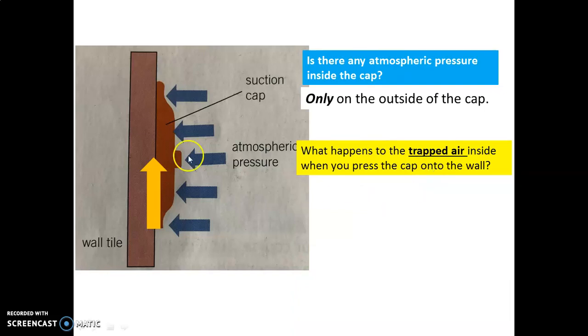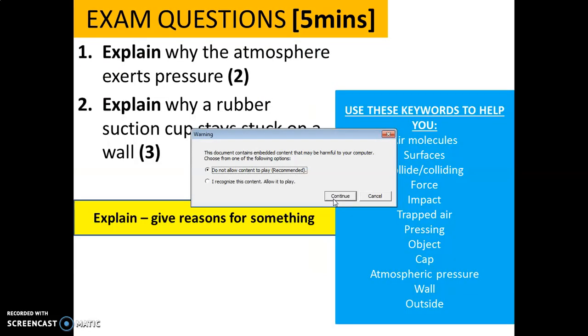Now, what happens to the air inside the cap? Because remember, the air inside the cap is trapped. What happens to the trapped air inside the actual cap itself, or cup, I don't care what you call it. What happens to that trapped air when you press the cap onto the wall? What do you think is going to actually happen to the trapped air? The trapped air is going to be forced out. You are forcing out the trapped air molecules from within the rubber suction cap itself.